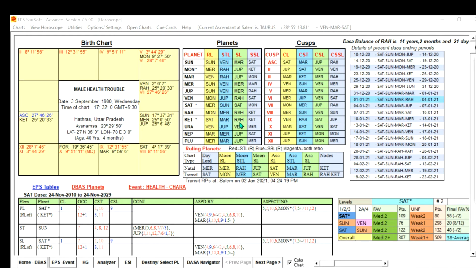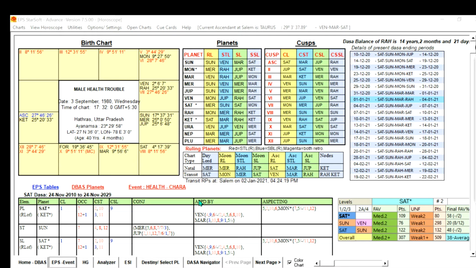So for this native, you can note down the period and his birth details. He is running Saturn Mahadasa from 24 November 2010 onwards. During the Saturn Mahadasa, he started facing health issues, and under one Bhukti those health troubles were very high and exaggerated. He started facing a lot of troubles, and his liver and kidney functions were in trouble.